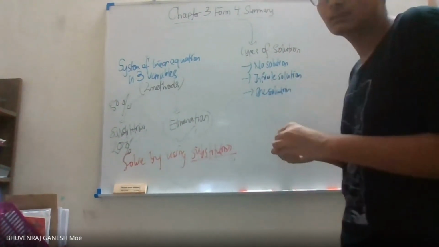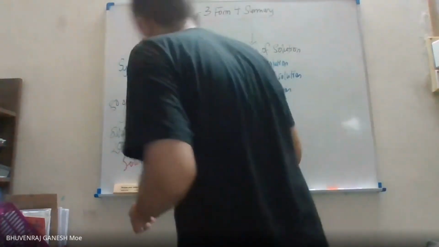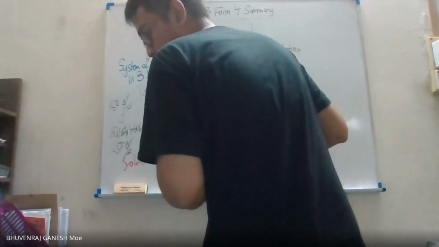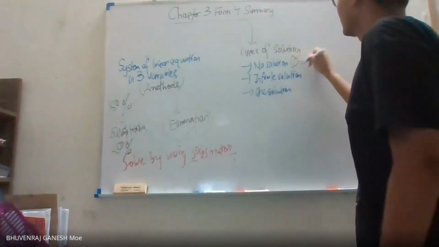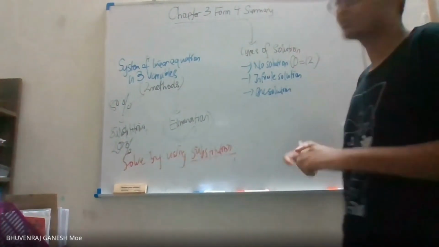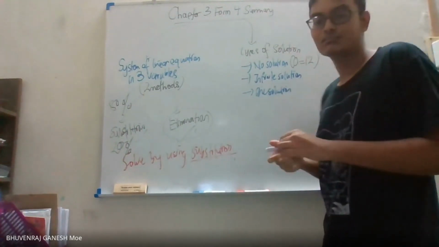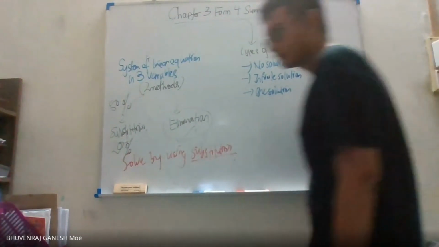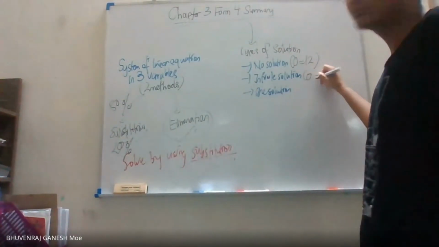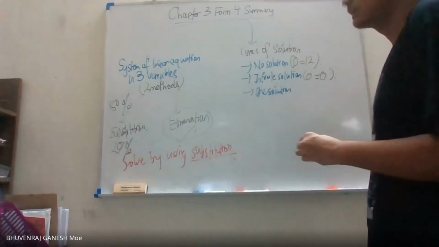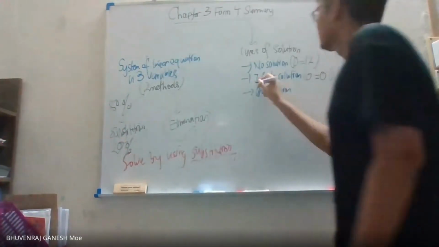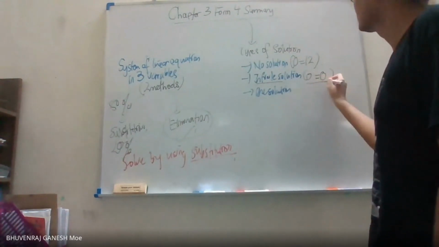So examples of no solution. Let's say I get 0 equals 12. Is this possible? Can 0 be equal to 12? Shouldn't be, right? So it's not possible. And then for infinite solution, 0 equals 0. So this is why we call it infinite solution, 0 is 0.